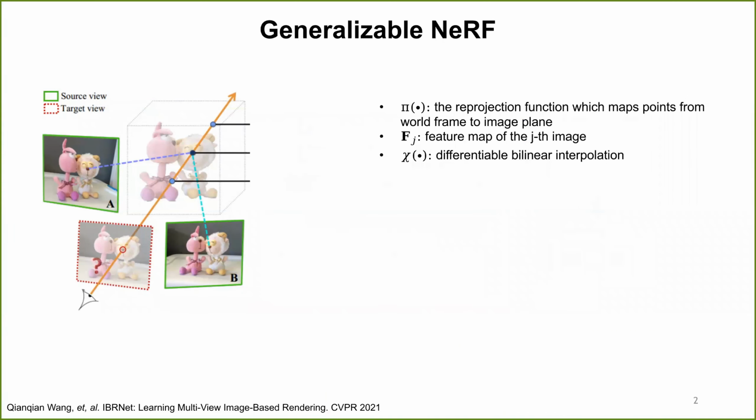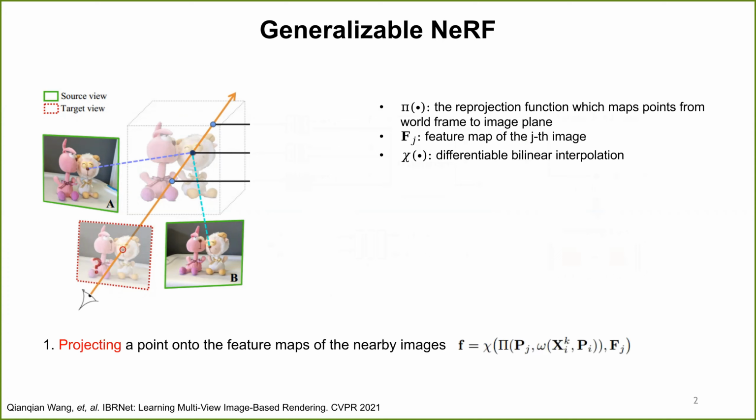Before that, I'll take a detailed review of generalizable NeRF. I'll use IBRNet as an example, but most existing generalizable NeRF methods follow a similar pipeline. During training, generalizable NeRF selects a target view that the network needs to synthesize and some nearby views. The first step is to extract feature maps for the target view and nearby views and project the points of the target view to its nearby views.